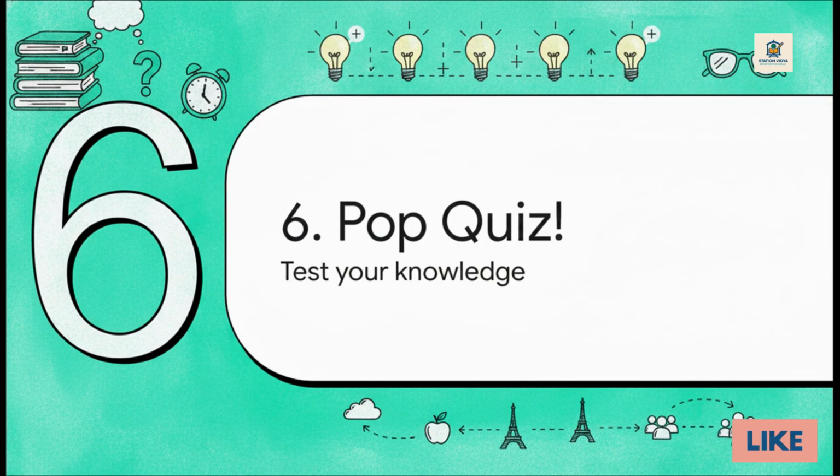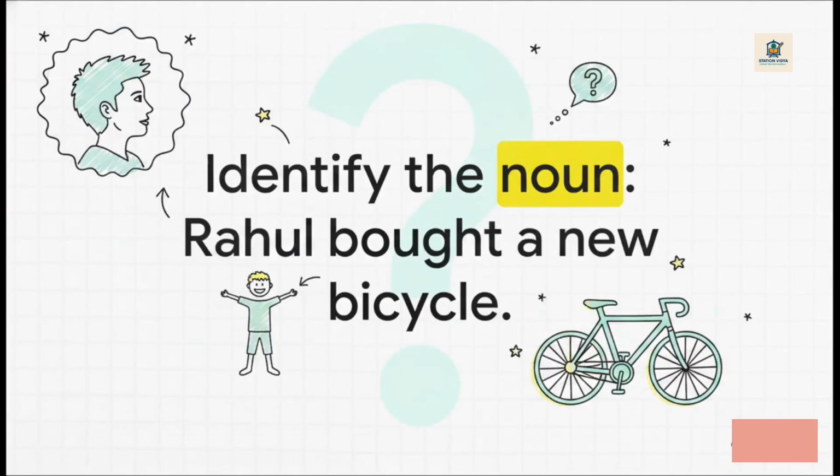Section 6, Pop Quiz. Let's test your knowledge. Question 1. Identify the noun or nouns in this sentence. Rahul bought a new bicycle. Take a close look. Okay, the answers are Rahul and bicycle. Rahul is the person and bicycle is the thing.